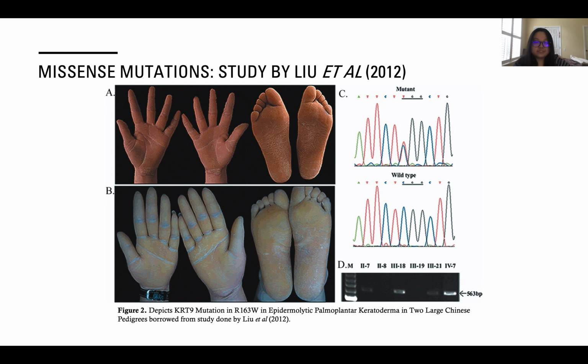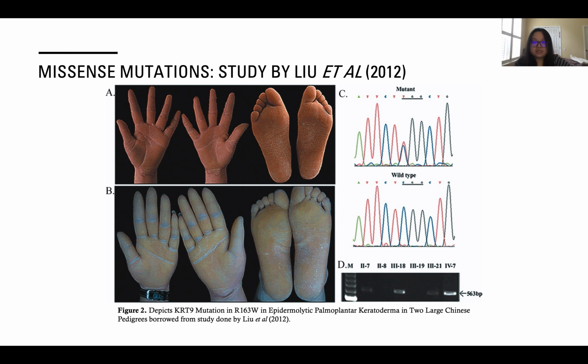The figure above was taken from a study done by Liu using similar methods to previous studies. As you can see in A and B of the figure, these EPPK patients have a thickened yellow appearance on the palms and soles. Figure A exhibits family 1 and figure B exhibits family 2. So PCR sequencing was done on these 2 families as shown in figure C, indicating that there was a transition from C to T at nucleotide position 847 in the keratin 9 gene.